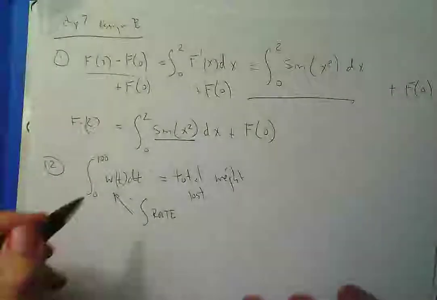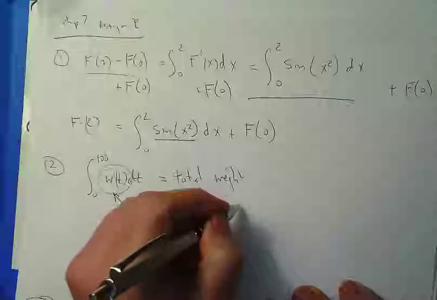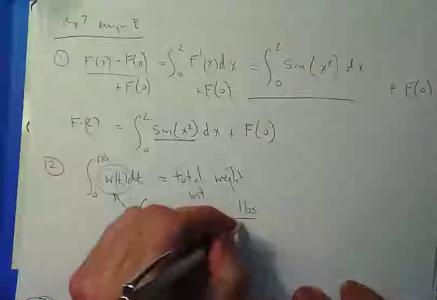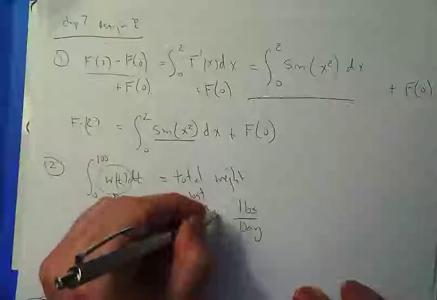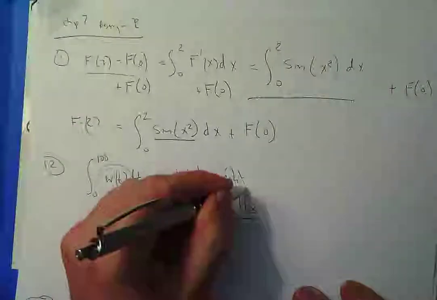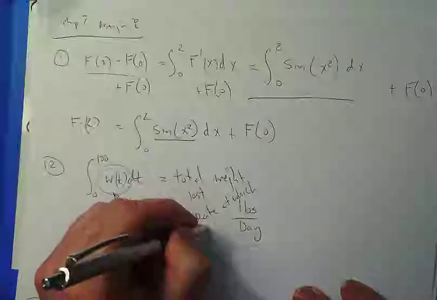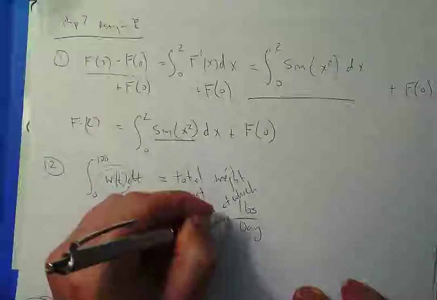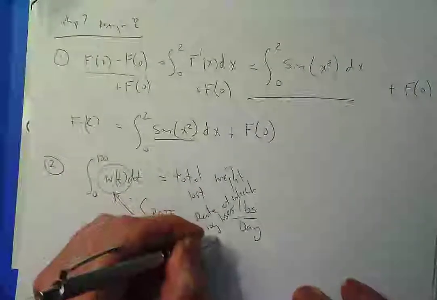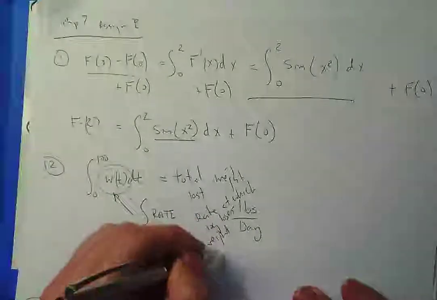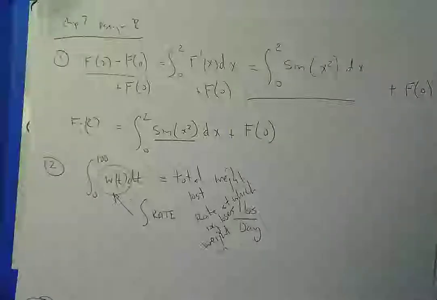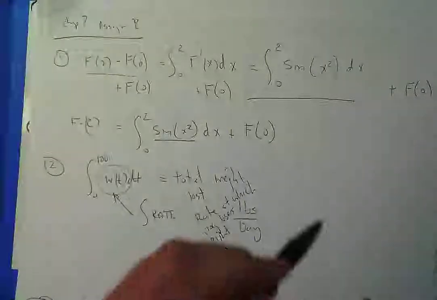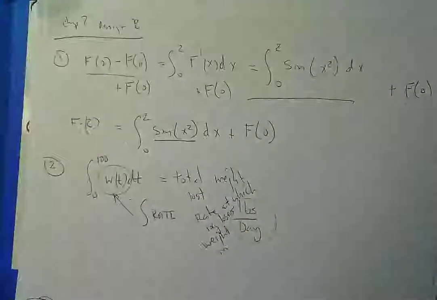So what does w of t represent? It represents pounds per day, the rate at which the log loses weight in pounds per day. It's a rate function. Be sure to include your units in the description, pounds per day.